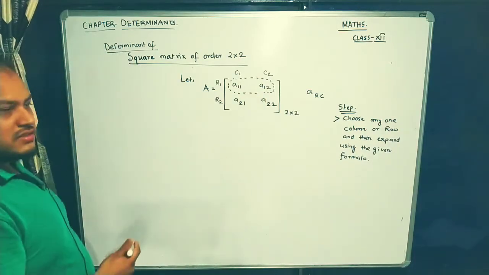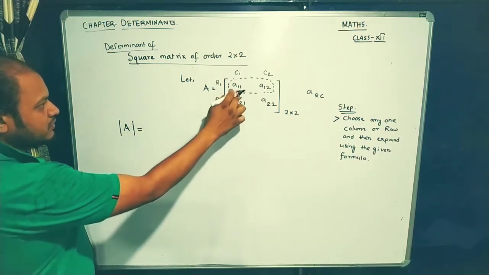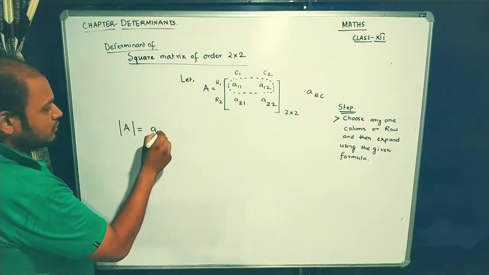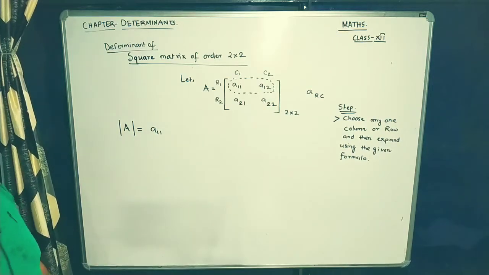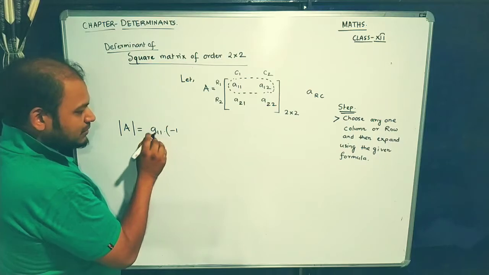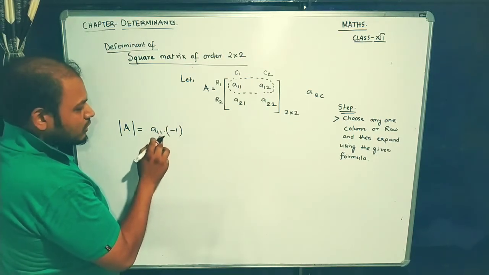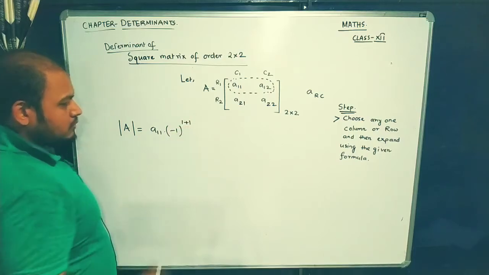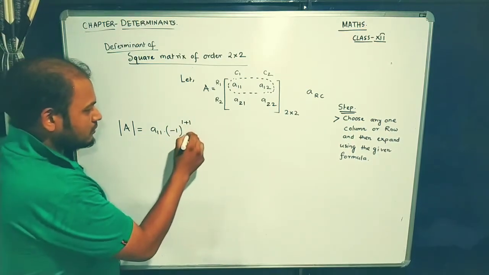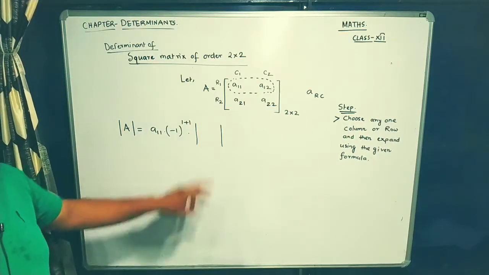So the formula says that determinant of A will be equal to the first element of the chosen row, that is A11. Then you have to multiply this element with -1 to the power of the sum of these numbers, 1 plus 1. Then you have to place a determinant here. And what do you place inside this determinant?